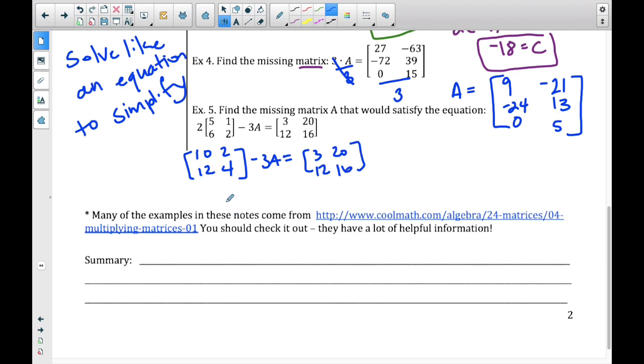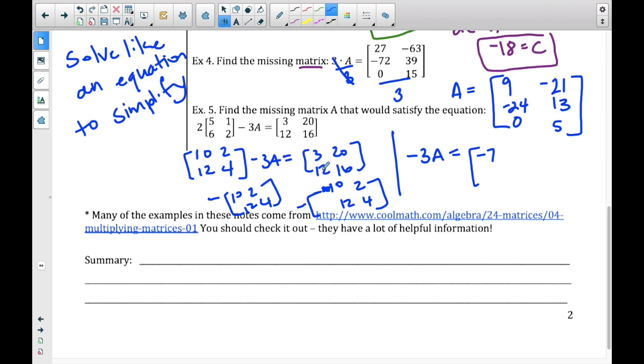So again, I'm just going to solve this like I would solve an equation, because the next thing I would do is subtract this matrix from both sides. Okay, I'm going to subtract that matrix from over here. All right. So now I've got negative 3A is equal to, okay, I need to subtract these matrices. So that minus should be outside, not right there. Okay, so 3 minus 10 is negative 7. 12 minus 12 is 0. 20 minus 2 is 18. And 16 minus 4 is 12. So I'm just solving it like pretending it was an equation, and you just work it out.